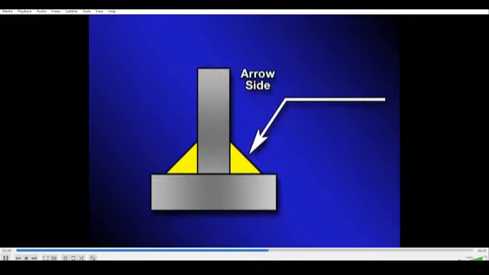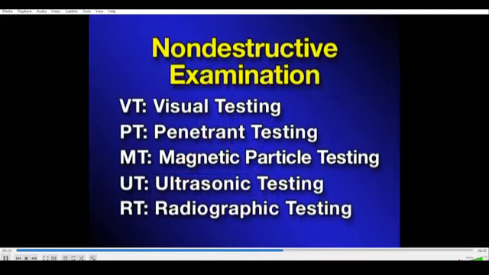The side of the joint the arrow points to is called the arrow side, and the opposite side of the joint is simply called the other side. This is important because it specifies which side of the welded joint is to be tested. The symbols used to indicate the type of inspection use the initials for the test, such as VT for visual testing, PT for penetrant testing, and so forth.